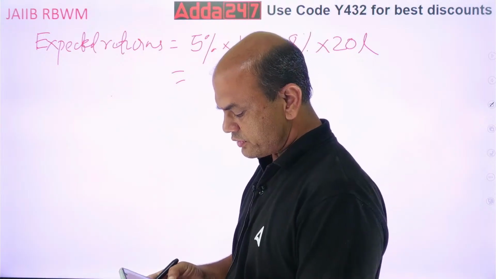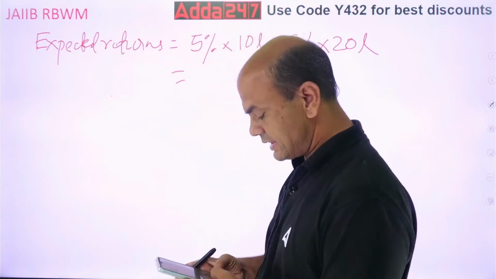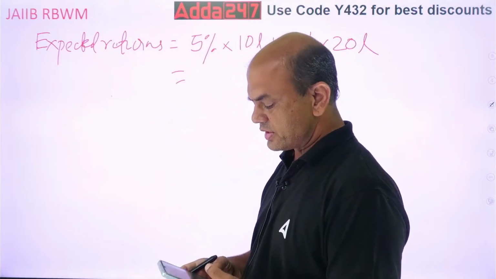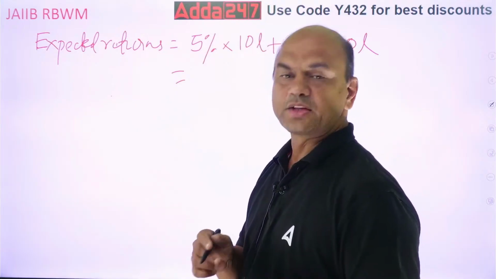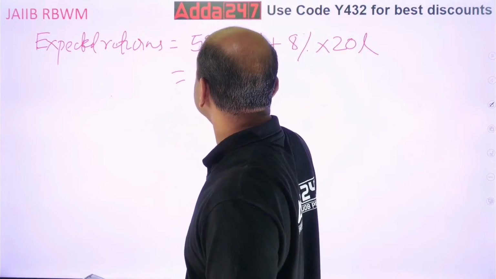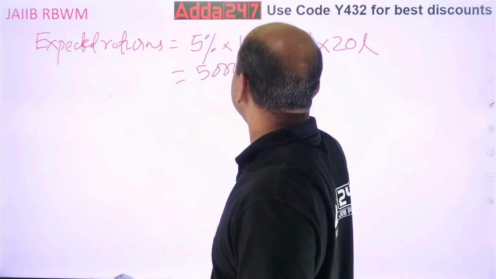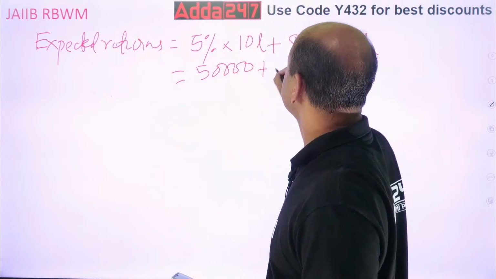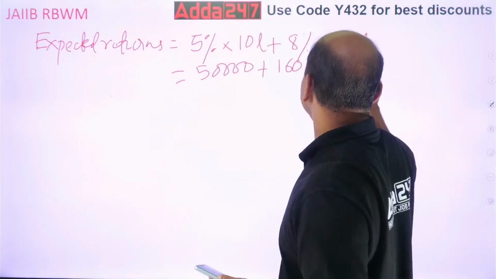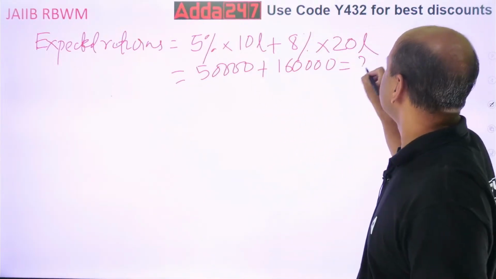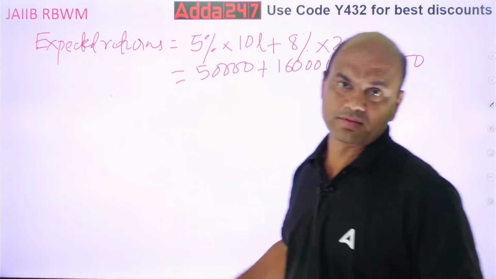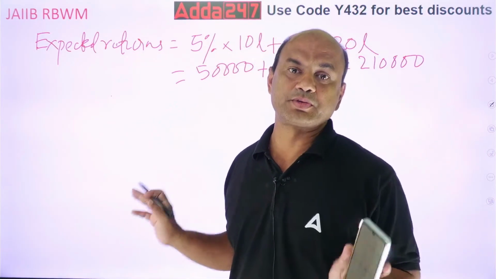So 0.05 into 10 lakhs, it is 50,000. 5% on 10 lakhs is 50,000, plus 8% on 20 lakhs. 8 twos are 16, so 1 lakh 60,000. So what is my total? Expected return is 2 lakh 10,000. This much is my expected return. This is what I want from this property.